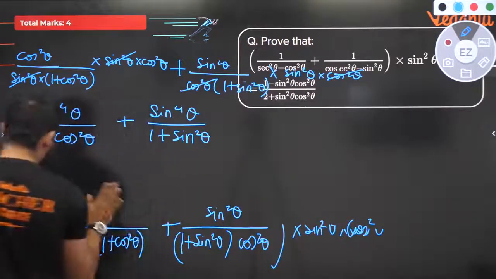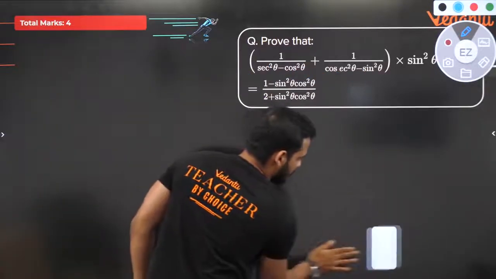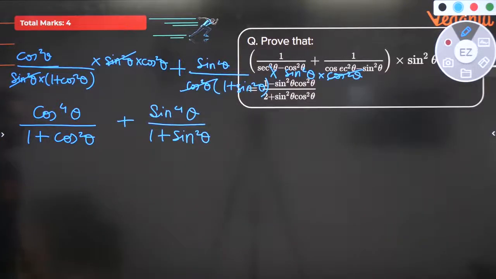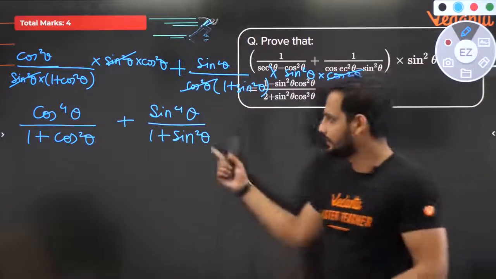Look carefully once at what I have done here. Keep looking at what you want to prove. You want to get 1 minus sin square theta cos square theta upon 2 plus sin square theta into cos square theta. Now I don't have any other choice other than taking the LCM. So let's take the LCM.